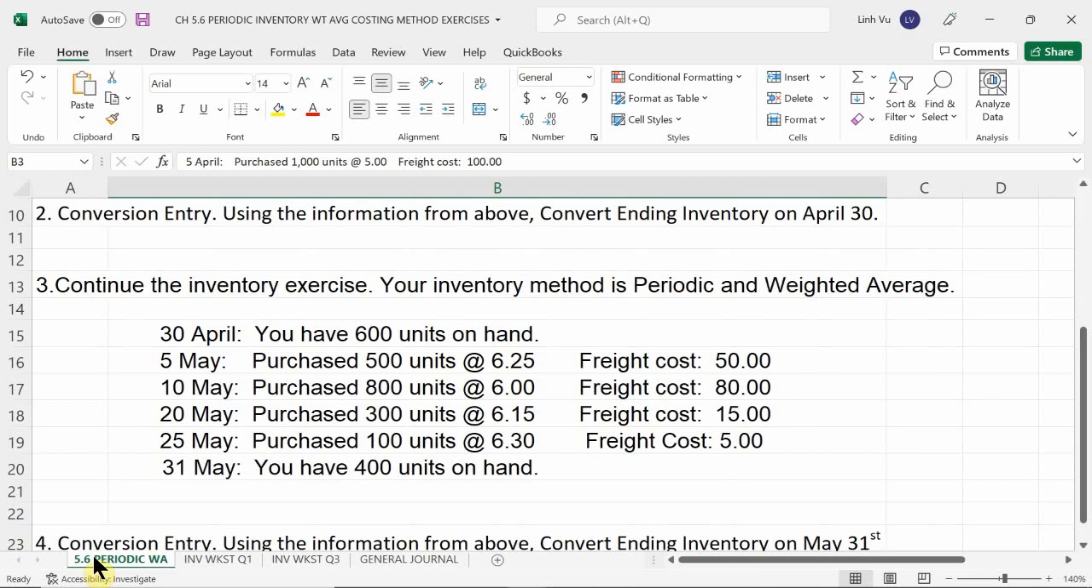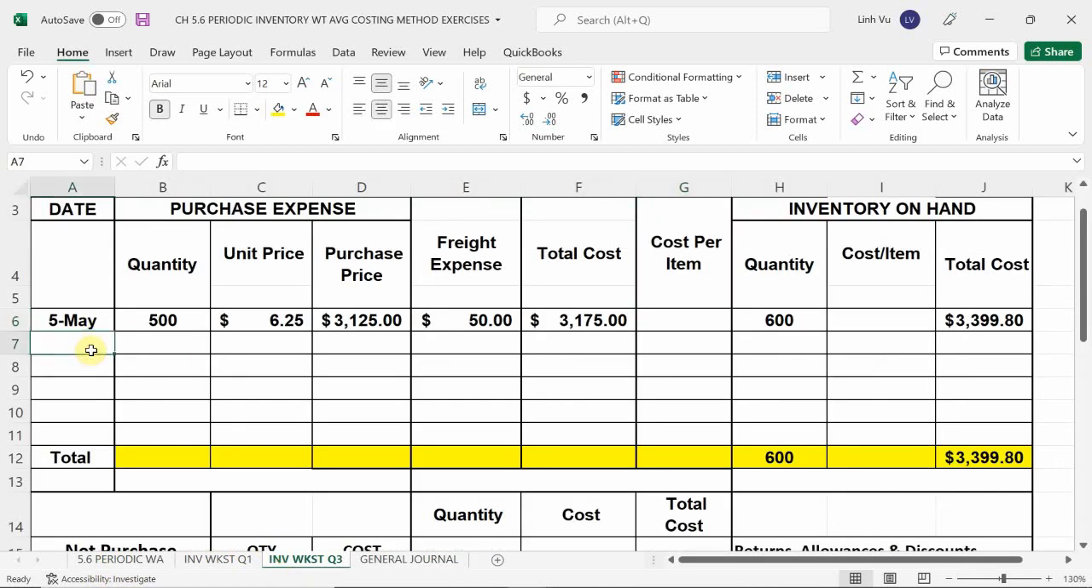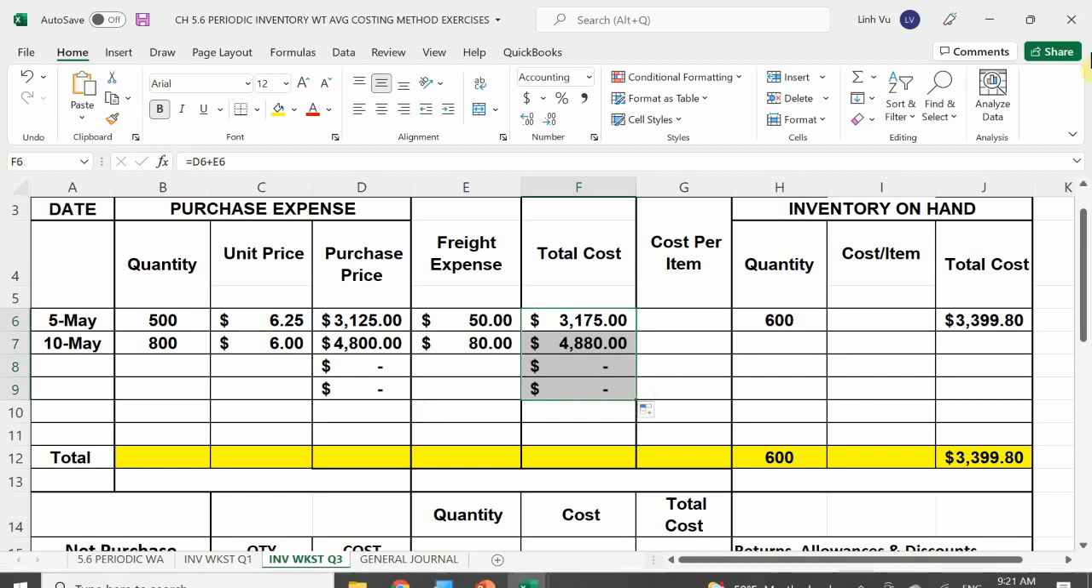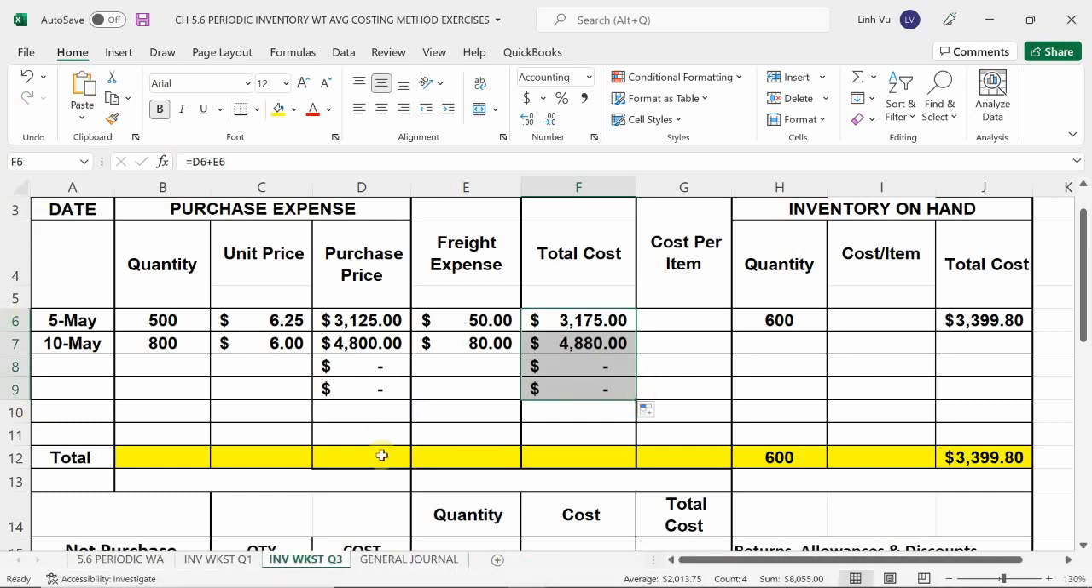May 10, we purchased 800 units at $6 each with a freight of $80. So my purchase price is $4,800 plus $80. Good. All right, so I dragged the formula all the way down, so then when we enter our things in, right, this is the same exact scenario as what we've done before.